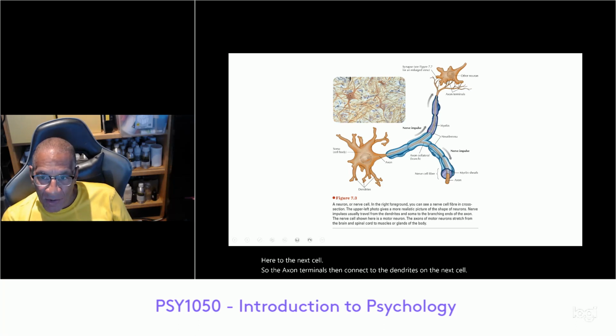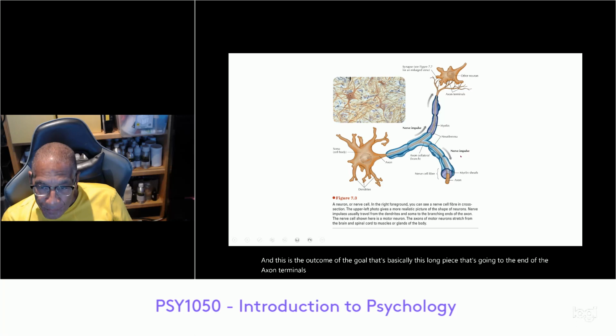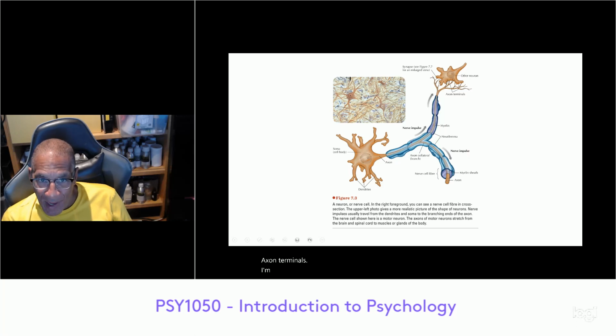And this is the axon, that's basically this long piece that's going to the end of the axon terminals. And we have an impulse happening in here. So the nerves are actually sending an electrical signal, right? So up above here in this picture, you can see a nerve cell in cross-section, and it's basically under a microscope, so you can see what it might look like.